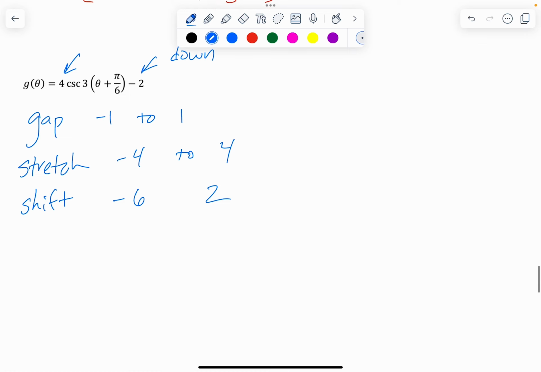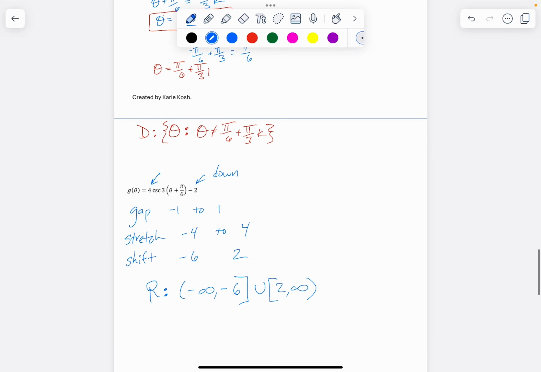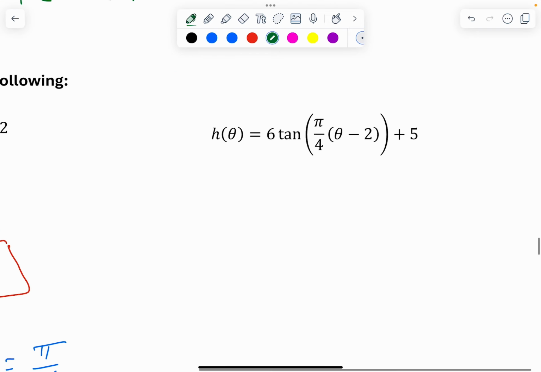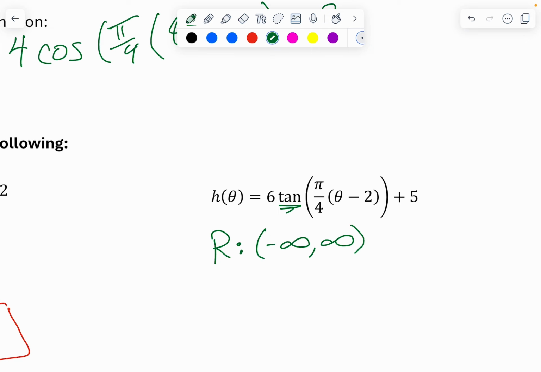And so now the range of this graph is going to be negative infinity to negative 6. We include negative 6, we pick it up again from positive 2, and we go to infinity. Super. Okay, so there's domain and range of the first one. Let me switch colors as I do the next one. The nice thing, as soon as you see tangent, range is easy. As soon as you see tangent, it doesn't even matter what other chaos is happening. The range will be negative infinity to positive infinity.